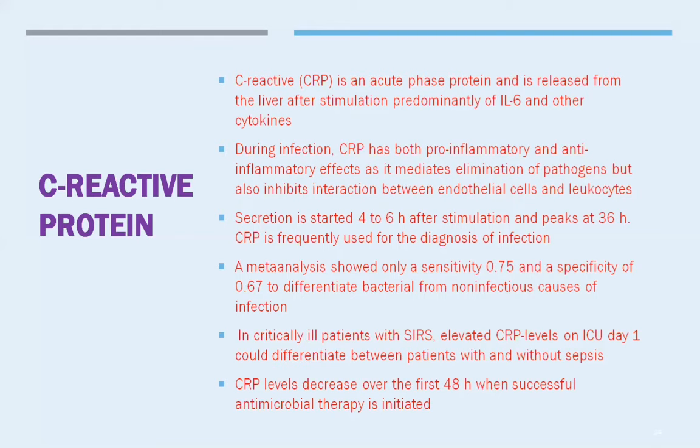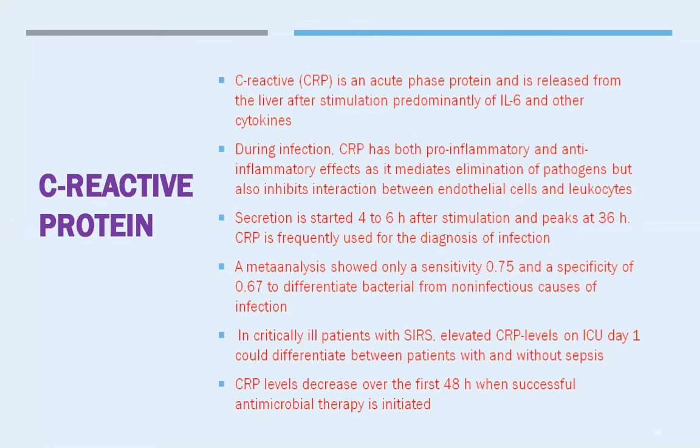First, the most commonly used, cost-effective method of diagnosis of sepsis is the C-reactive protein. C-reactive protein is an acute phase reactant protein which is released from the liver after stimulation predominantly by interleukin 6 and other cytokines. During infection, C-reactive protein has both pro-inflammatory and anti-inflammatory effects, as it mediates elimination of pathogens, but also inhibits the interaction between the leukocytes and endothelial cells. The secretion of the C-reactive protein starts 4 to 6 hours after stimulation, and it peaks at 36 hours. CRP is frequently used for the diagnosis of infection.